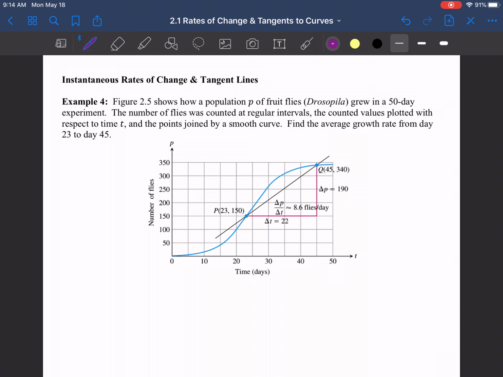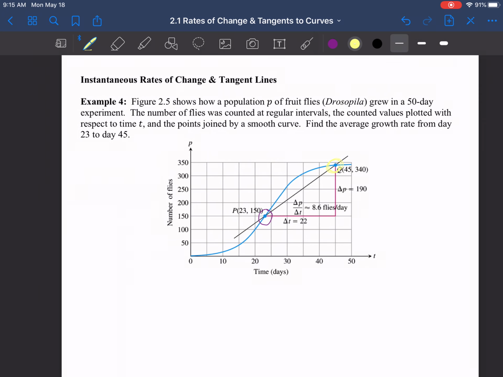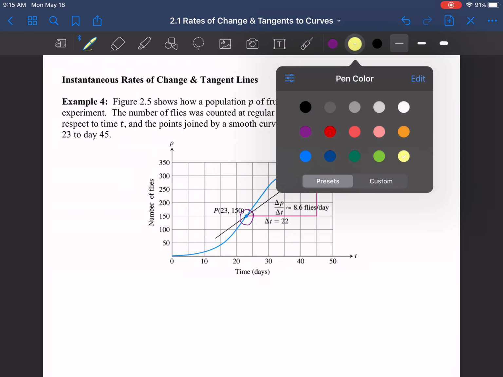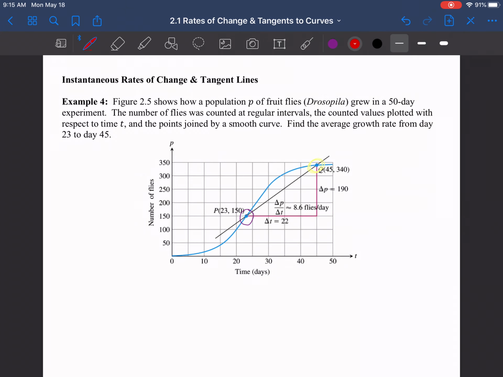So they start at day 23, that's this point right there, and then they end at day 25, that's this point up here, and they just simply draw a secant line between the two of them, this secant line right here, and they find the slope of it, because for the rate of growth, the average rate, anytime you see that, when they talk about the rate of something, they almost always mean divide by time.